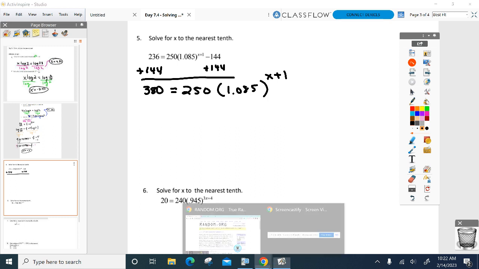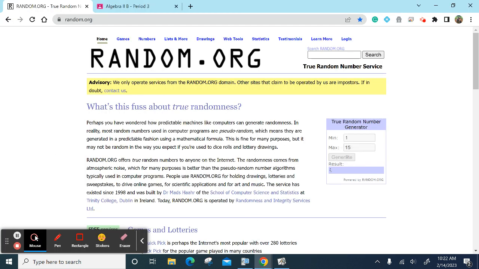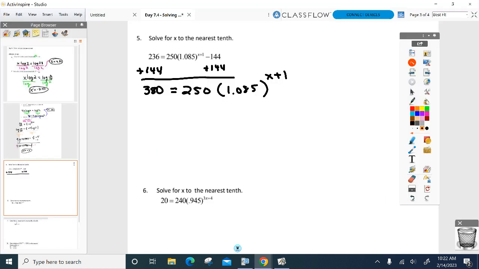Yep, add 144, and then we still can't take the log yet because I still need to move something. What needs to still get moved over? Divide by... Oh, who's got 4? Nobody? Oh, perfect. Sorry. Divide by 250. Yep.